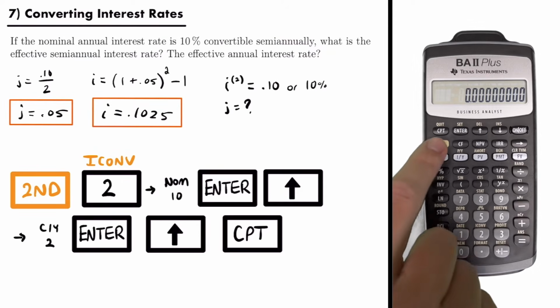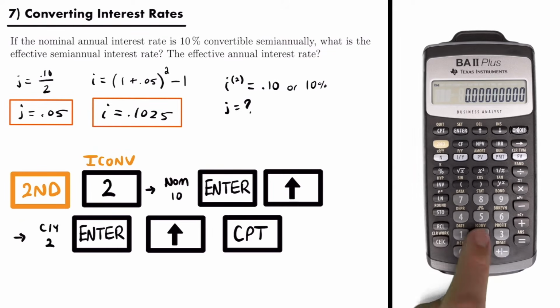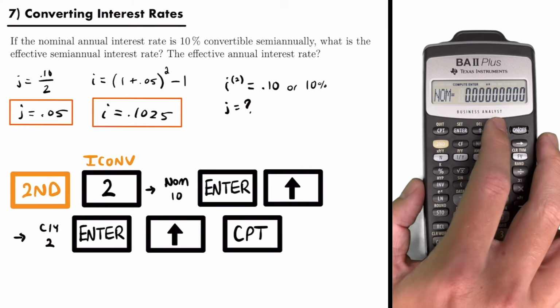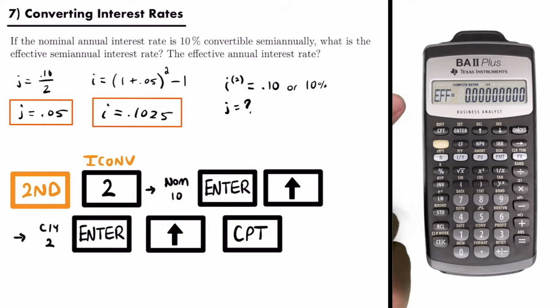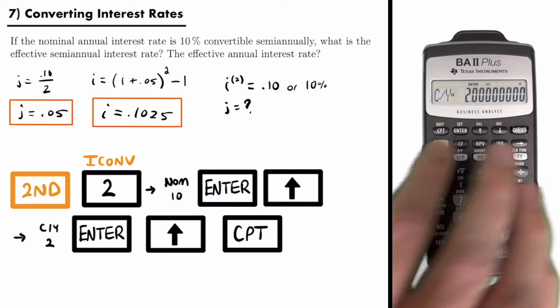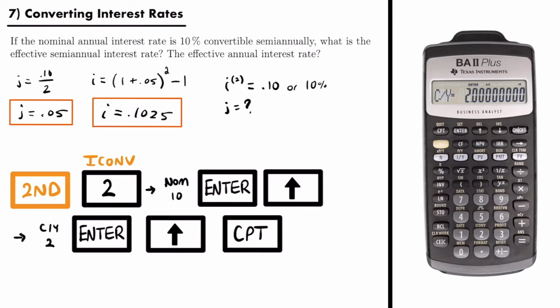And so if we do that on our calculator here, if we hit second and then the 2 button, we are brought to this menu where it says NOM, that stands for nominal interest rate. And then if we hit the down arrow, we have EFF for effective interest rate. And then if we hit down again, we have C/Y, and that is telling us how many times per year the nominal rate is convertible.